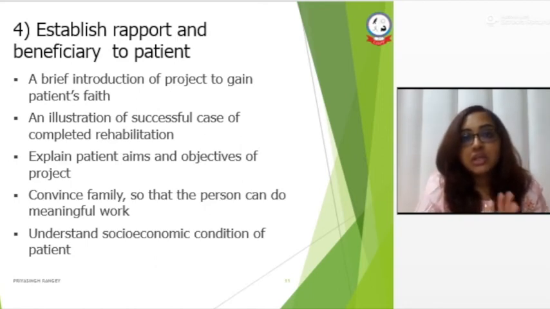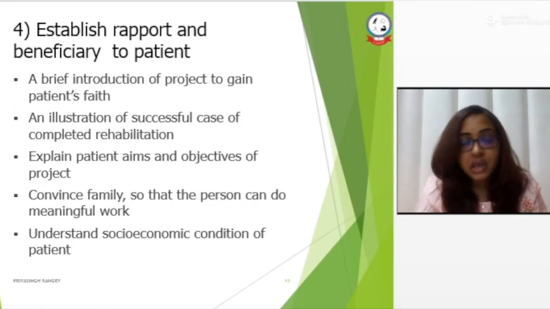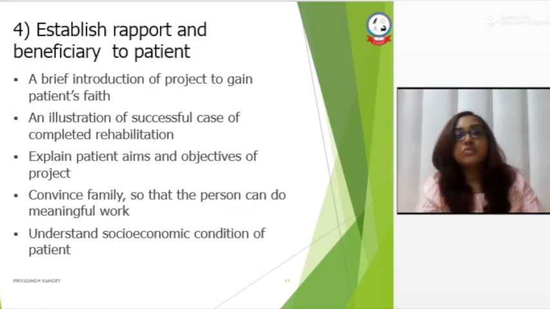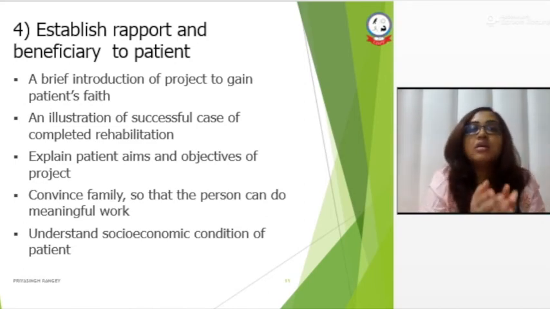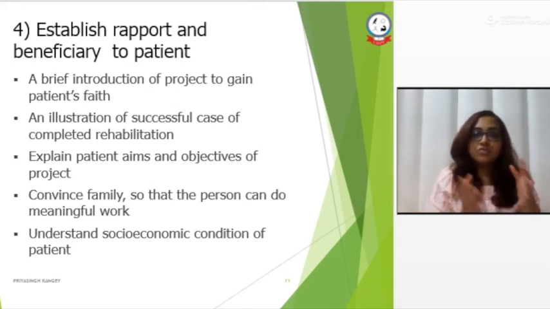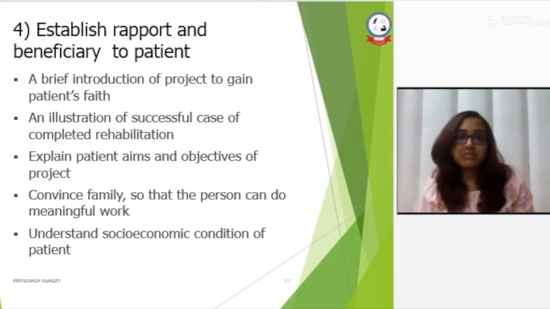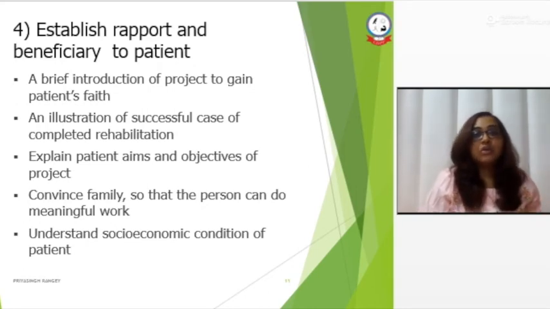And for this, we need to give a brief introduction about us, about the project that we are undertaking, how it is going to be helpful to the individual, what the individual needs to do in order to get maximum benefit out of it. And illustration of a successful case of completed rehabilitation can be given, because when we are using an example in order to explain something, it can be explained in a better manner. And this same thing needs to be done when we are talking to a patient.